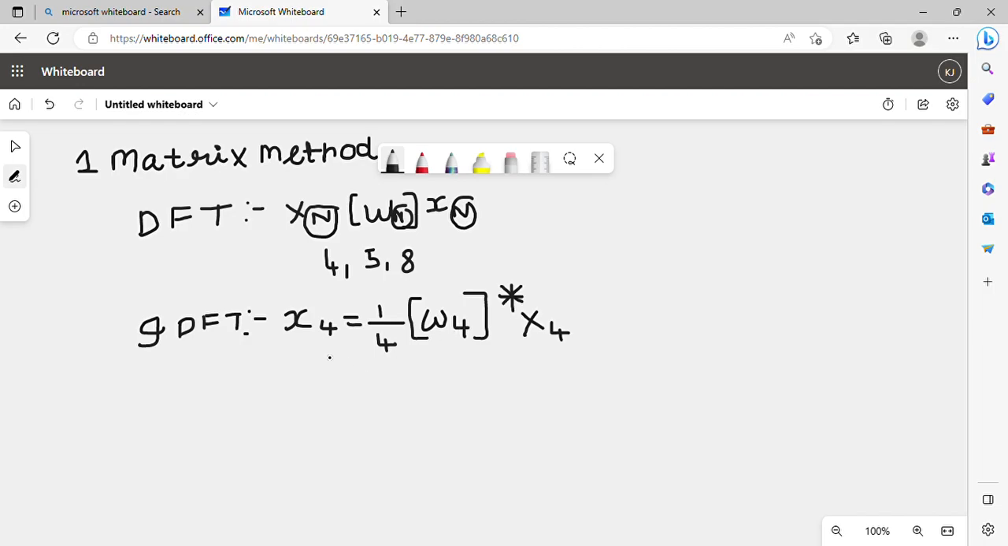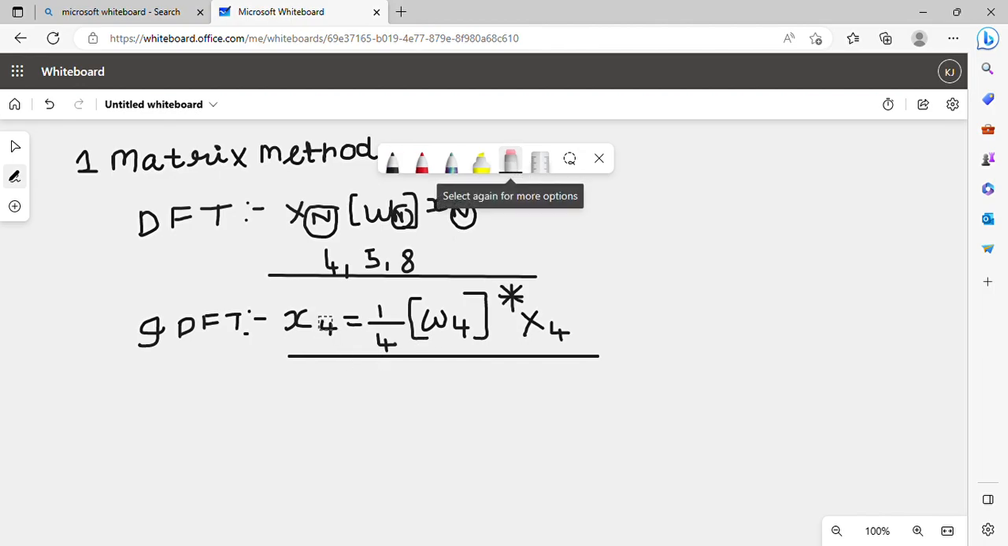So this is my IDFT formula, wherein small x of n is equal to 1 by 4 into omega of 4 star into X of k. Omega of 4 star, in the sense, here I have taken the 4-point DFT formula. So here you can just write it as N, right? You can just write it as N over here.